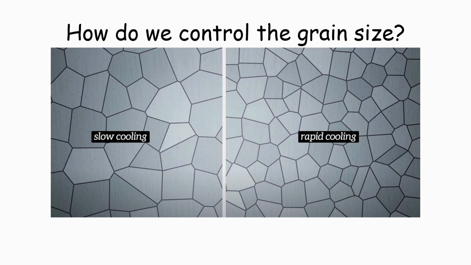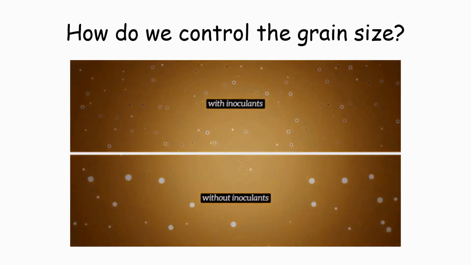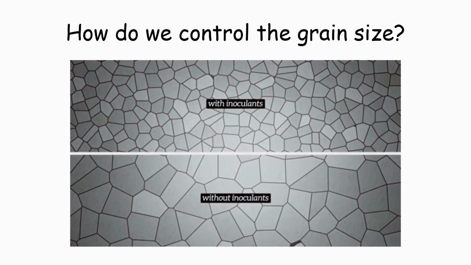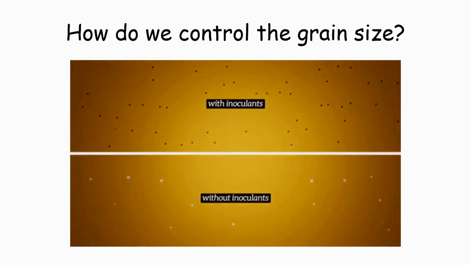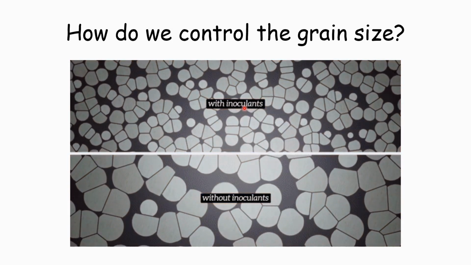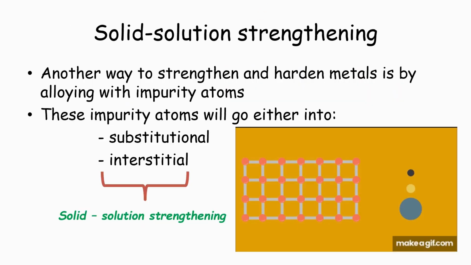Impurities that we call inoculants can intentionally be added to the molten metal so that crystal nucleation occurs at more sites, leading to a smaller grain size. Another way we can strengthen a material is by performing solid solution strengthening.